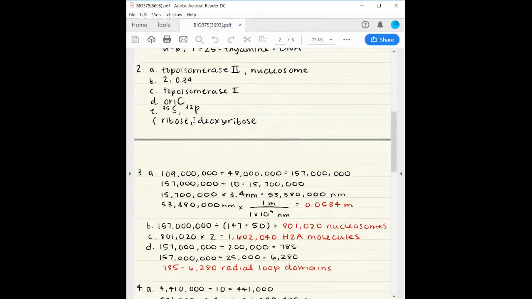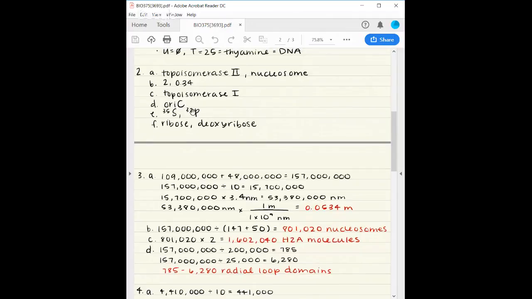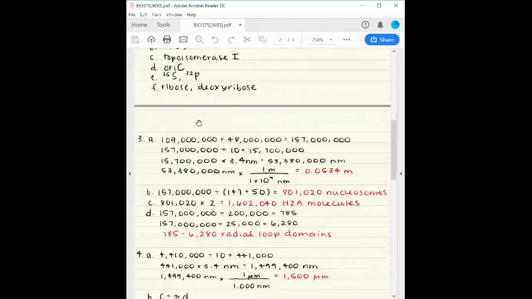Then for 2, A, I got topoisomerase 2 and nucleosome. For B, 2 and 0.34. C, topoisomerase 1. D, Ori C. E, sulfur 35 and phosphorus 32. And then F, ribose and deoxyribose.